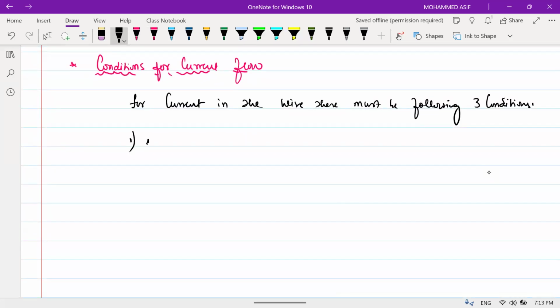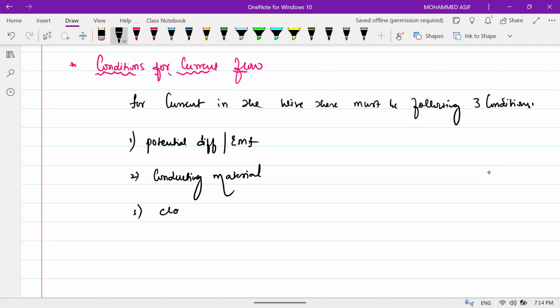There should be a potential difference, or we can say electromotive force, EMF. And it should be a conducting material. The loop we are taking should be a conducting material. If it is plastic, it will not conduct. And the third one is it should be a closed loop. This is also a condition. Am I clear?